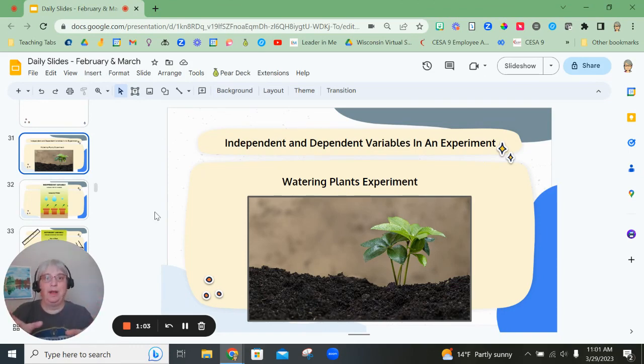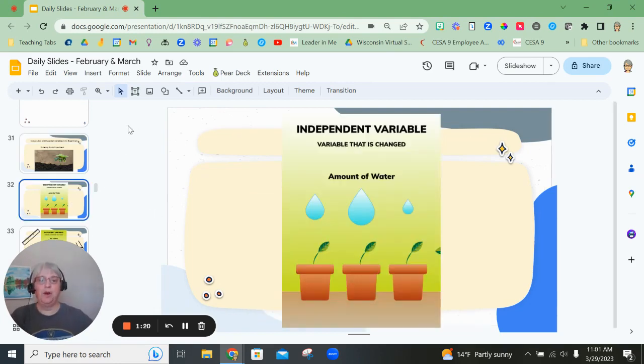Everything else needs to stay the same. So I would put them in the same window with the same light exposure. I would plant them in exactly the same types of soil. I would put them in the same sized pots. The only thing that would be different would be how much water I would be giving each of the two plants. So the independent variable in an experiment is that thing that you're changing. In this case, it's the amount of water.